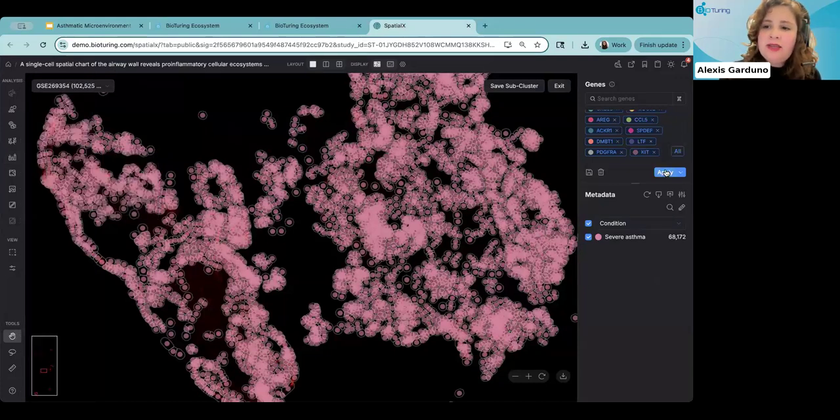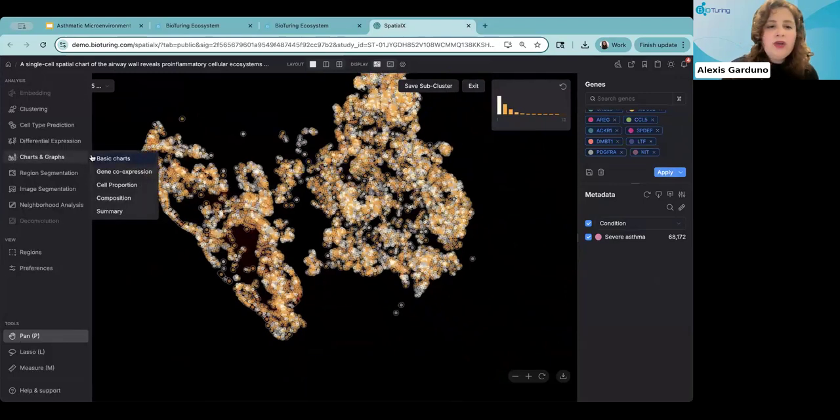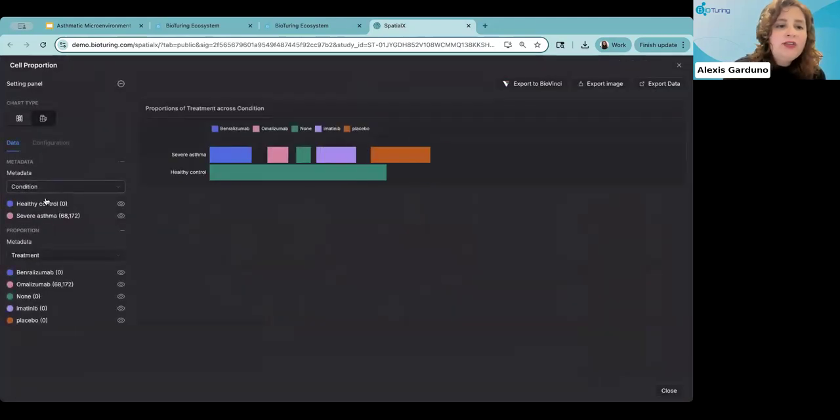So if we want to look at the expression of these specific genes on the tissue, we can go and create different charts depending on what question you're trying to answer. So is it proportion-specific changes that you're trying to really look at, like what are the changes across different treatments? Then you can create a cell proportion chart. And this will allow you, since we subclustered, the healthy control is basically not showing these cells. So what we can do is just remove the healthy control and just show the severe.